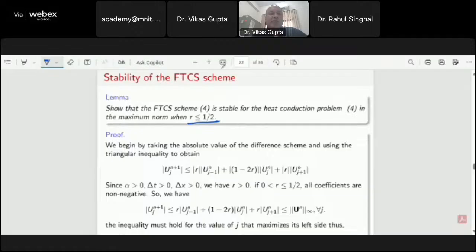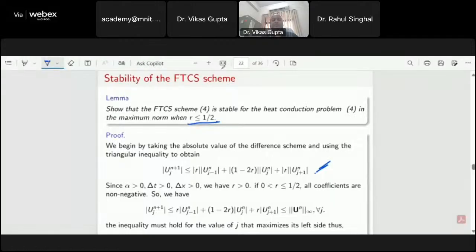Okay, so here, to prove stability of the FTCS scheme, we begin by taking the absolute value of the difference scheme and using the triangle inequality. Our finite difference scheme is u j n plus 1 equals r u j minus 1 n minus 2r u j n plus r u j plus 1 n. Take the absolute value of both sides and then use the triangle inequality. You can get this kind of equation.